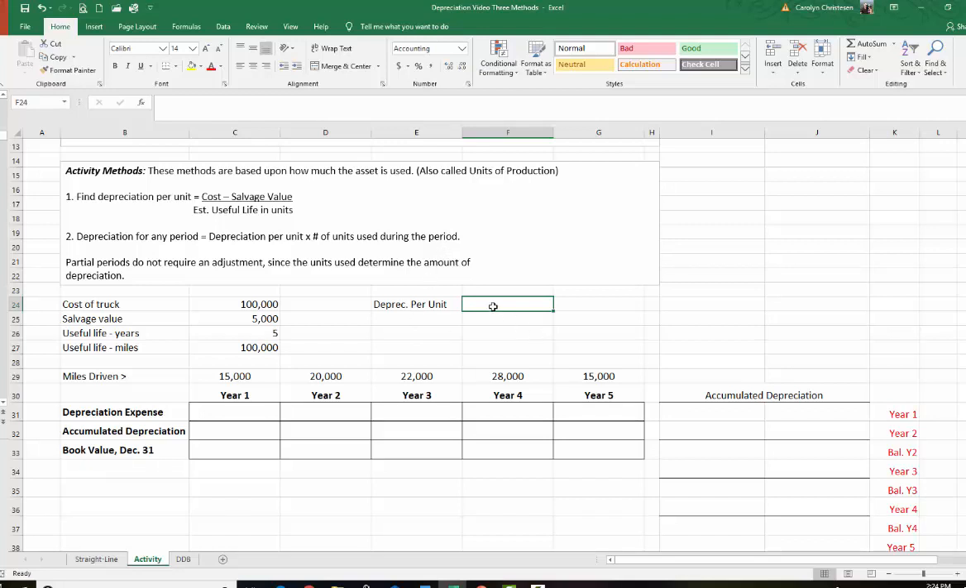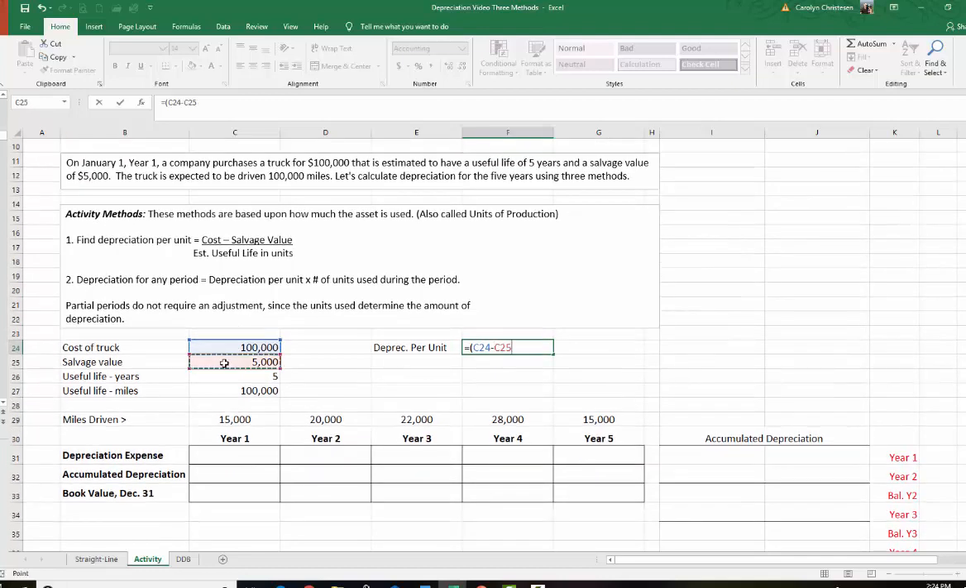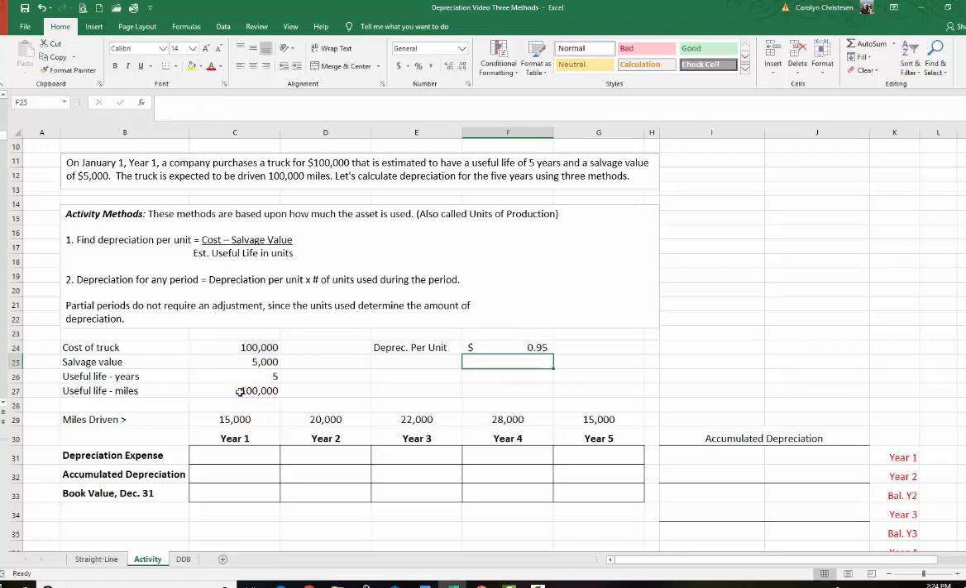Okay, so depreciation per unit is equal to, again, we're going to do cost minus salvage. Remember, that's called depreciable base or depreciable cost. But now we're going to divide by estimated useful life in units. All right, so we're not concerned with years. We don't care how many years this asset lasts. We want to know units. So our depreciation per unit is 95 cents. And actually, in this case, let's make it more accurate. Call it depreciation per mile because this is a truck and that's what that is. Okay, it's miles.